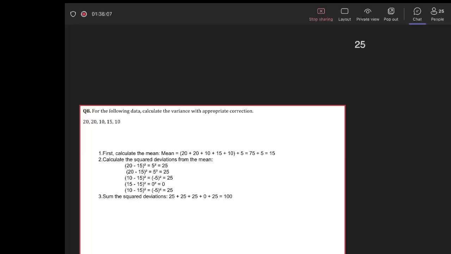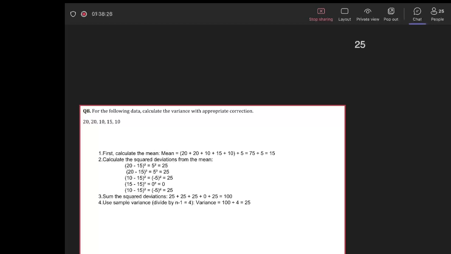And we have to sum these values and finally divide by n minus 1 because they have asked appropriate correction, so we have to use Bessel correction with n minus 1, which is 4. So 100 by 4, 25. So the correct answer is 25. Okay, so most of you have got it right.